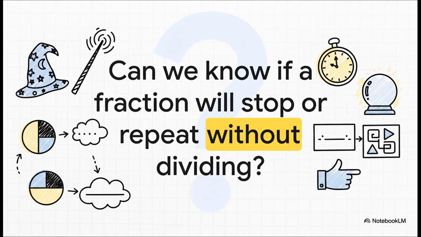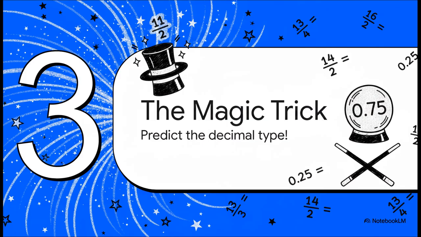It sounds kind of like a magic trick, doesn't it? Well, it is. And now, welcome to the Magic Show. In this section, I'm going to teach you the secret code that connects all fractions and decimals. Get ready, because you're about to be able to predict the future. Well, the future of the fraction, anyway.